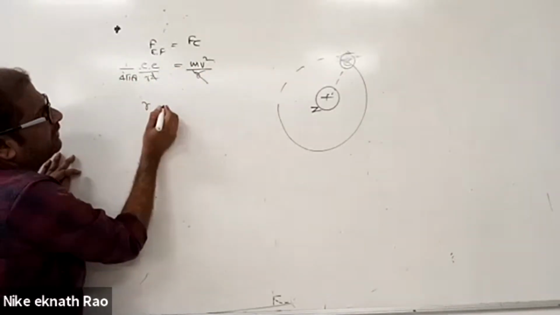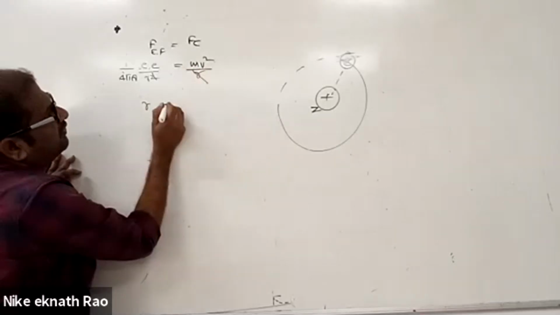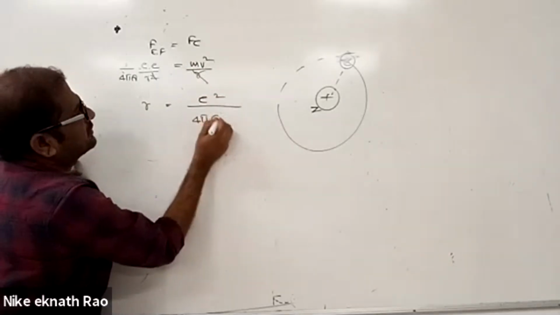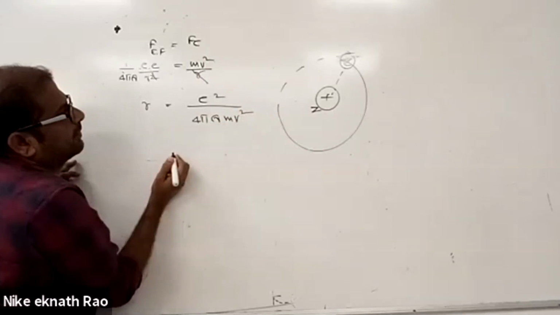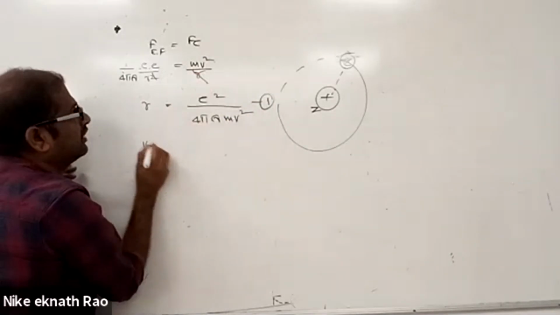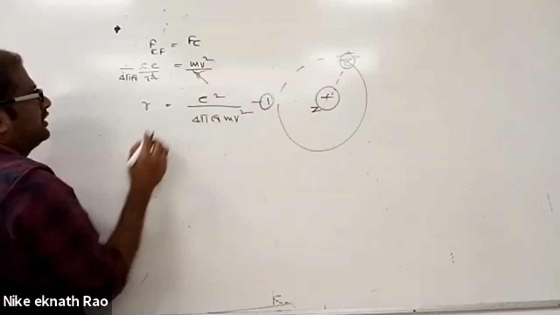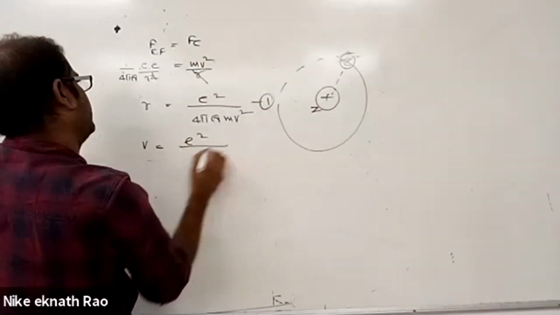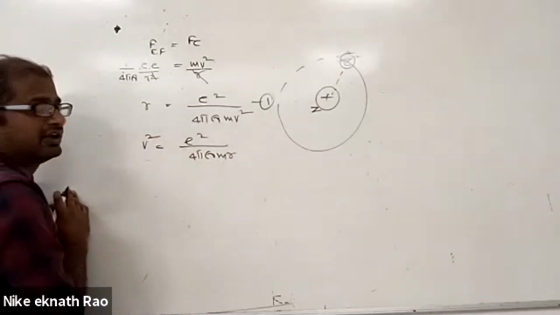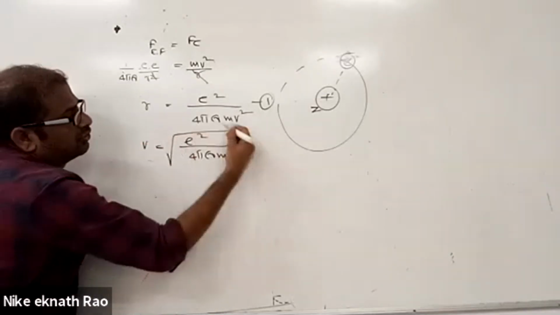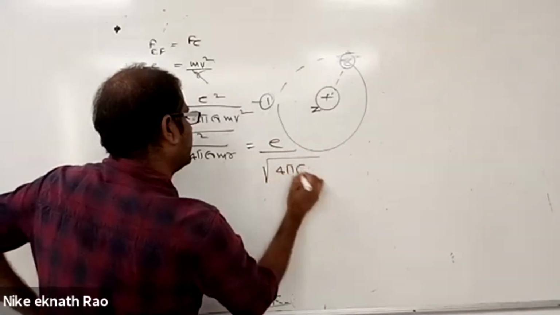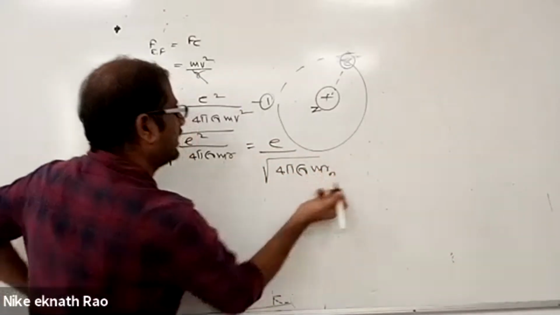So what will the r value be? The r value is e square by 4 pi epsilon naught m v square. This is the r value. If you want to find the v value, velocity v square is equal to e square by 4 pi epsilon naught m r. This is v square, I want v. So v is e by root of 4 pi epsilon naught m into r.